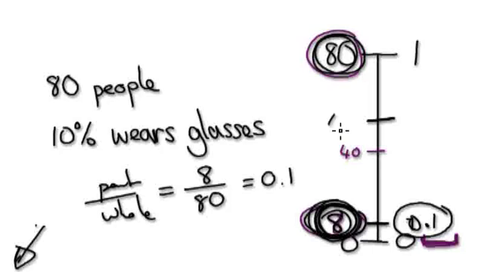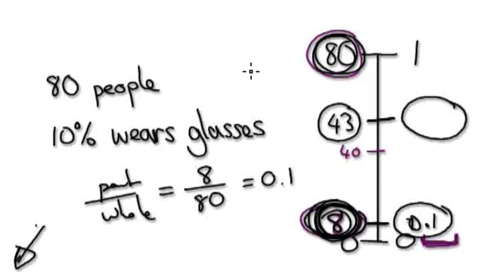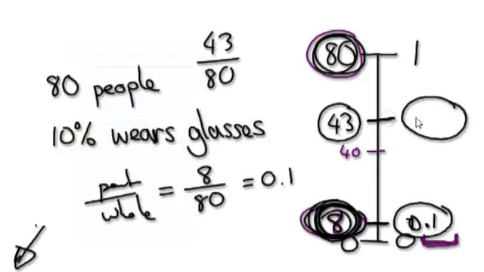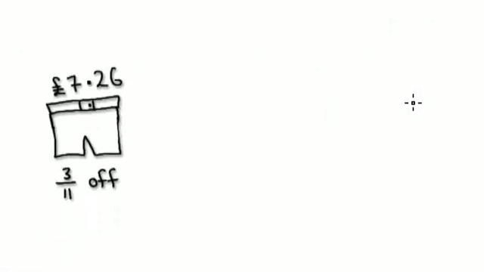Suppose let's say 43 people wear glasses. If you want to know this percent here, you would just get 43 divided by 80. So hang on, 43 divided by 80 equals 0.54. So if you know these two figures, then you can always jump to this one. Okay. So next example here.